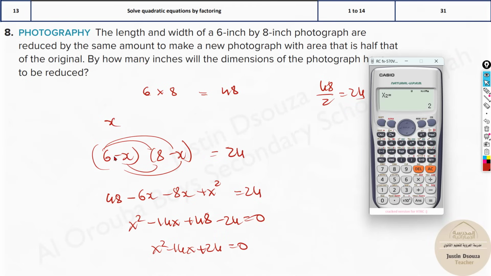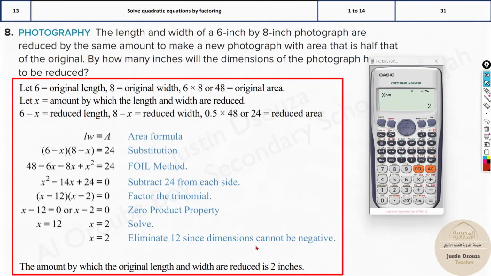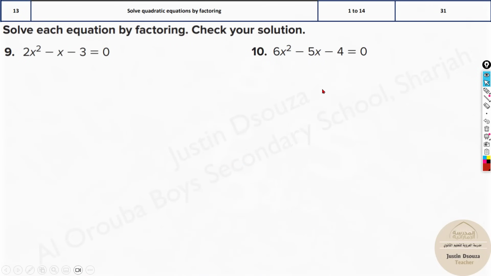2 is correct. You're deducting 2 from both of these values. That would make it 4 and 6. And that is correct. 4 times 6 is 24. So here you can see the reduction is 2 inches. They have not asked for the dimensions, but the dimensions would be 4 and 6. The reduction by x was 2 inches. This is the answer. Now these problems are again straightforward in the calculator.